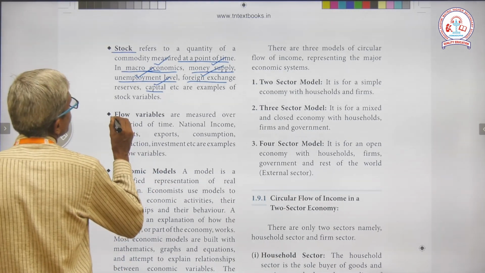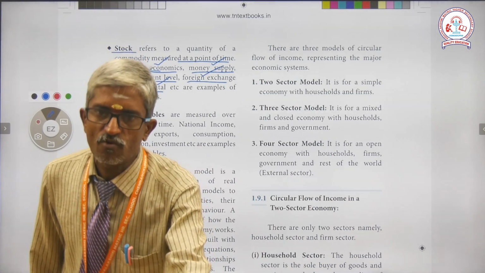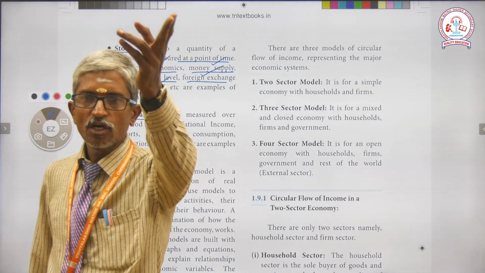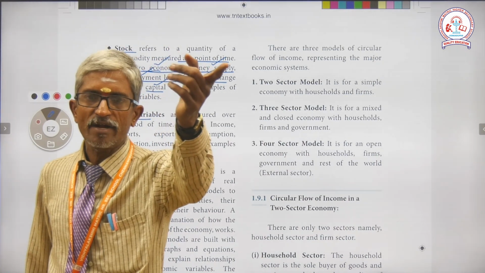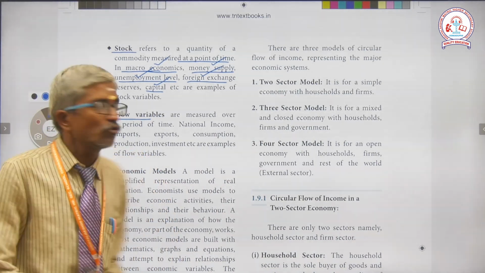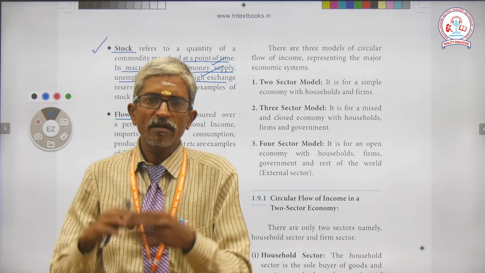Okay, then the next one is flow variable. What does the stock refer to? It is quantity. What are the examples we are using? Number 1, macroeconomics. 2, money supply. 3, unemployment. Like that, you just simply mention 3 examples. That is enough. If it is asked in 2 marks, only these 2 points we crystal clearly represent.